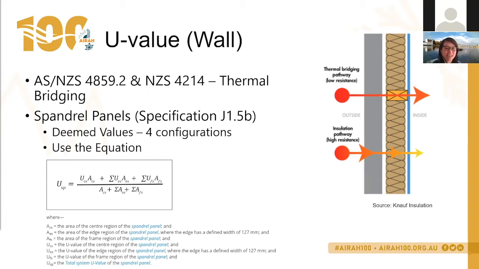So if you had R2 insulation within your spandrel panel, even if your frame was thermally broken, so your aluminium framing, you still only end up with a net R value of only 1.09. So you can see that in specification J1.5b. So spandrel panels are known to be really poor performing, and with the rise of curtain wall constructions in industry, it's really important that we model it correctly as well.